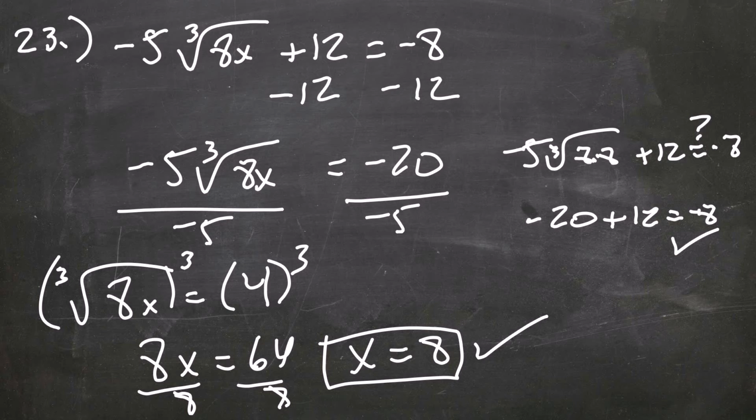Notice we haven't got any extraneous solutions yet. A lot of times you don't have extraneous solutions unless you have to end up factoring and solving. So you're good on up to 23 with extraneous solutions.